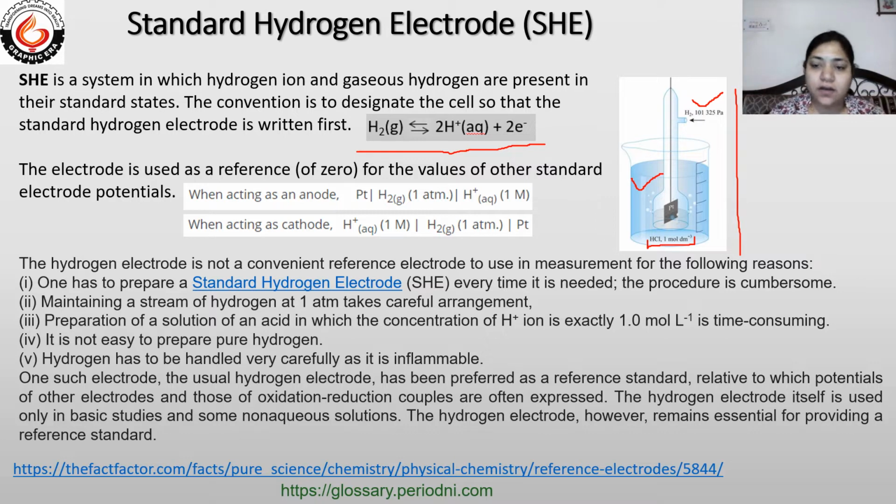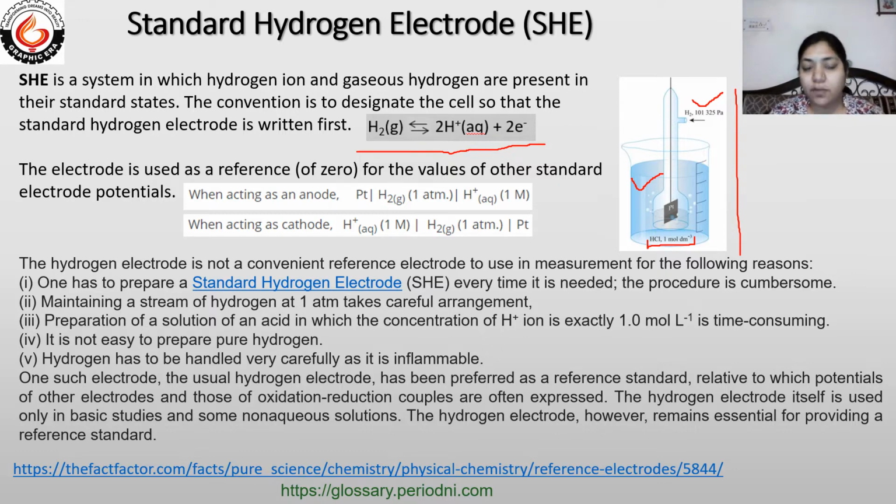But the standard hydrogen electrode is not very convenient to use in normal laboratory conditions, as it is not a very stable electrode, and every time we have to prepare a new standard hydrogen electrode whenever we want to check the standard electrode potential of some other element.